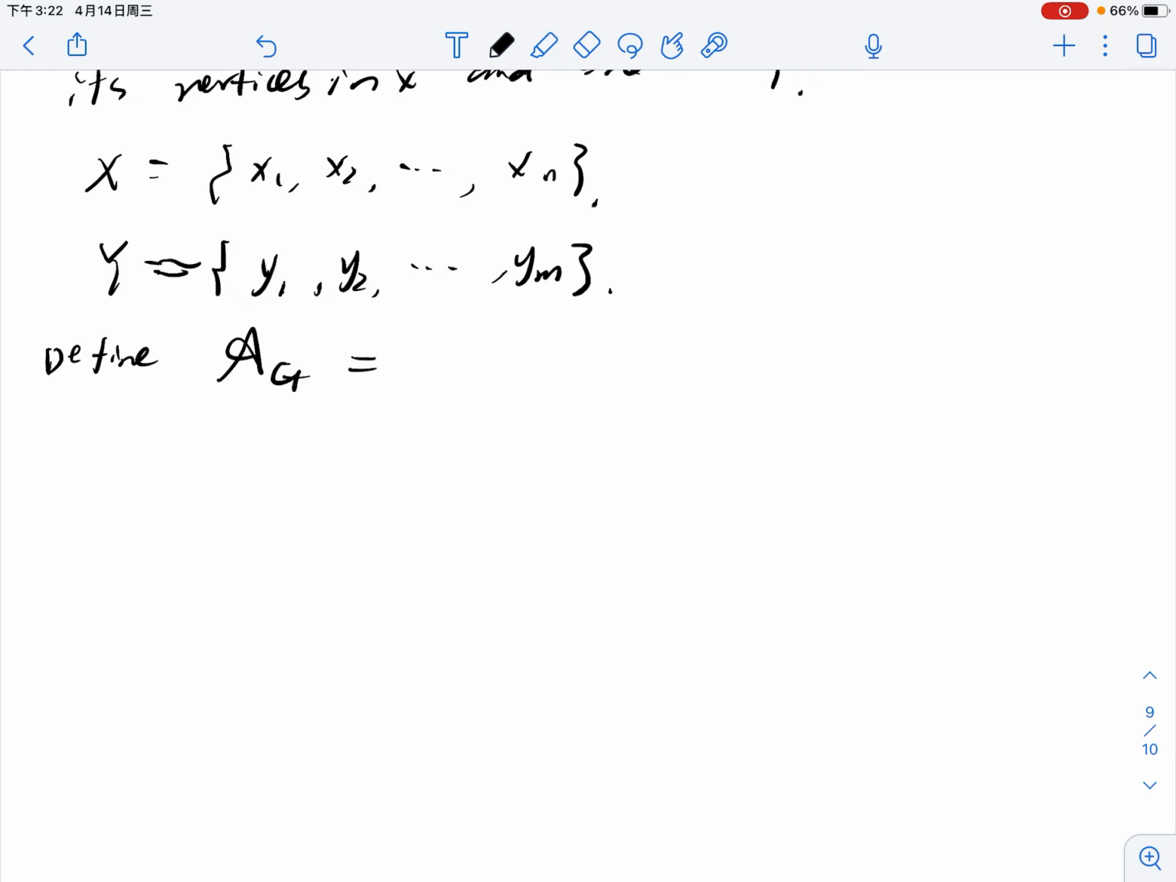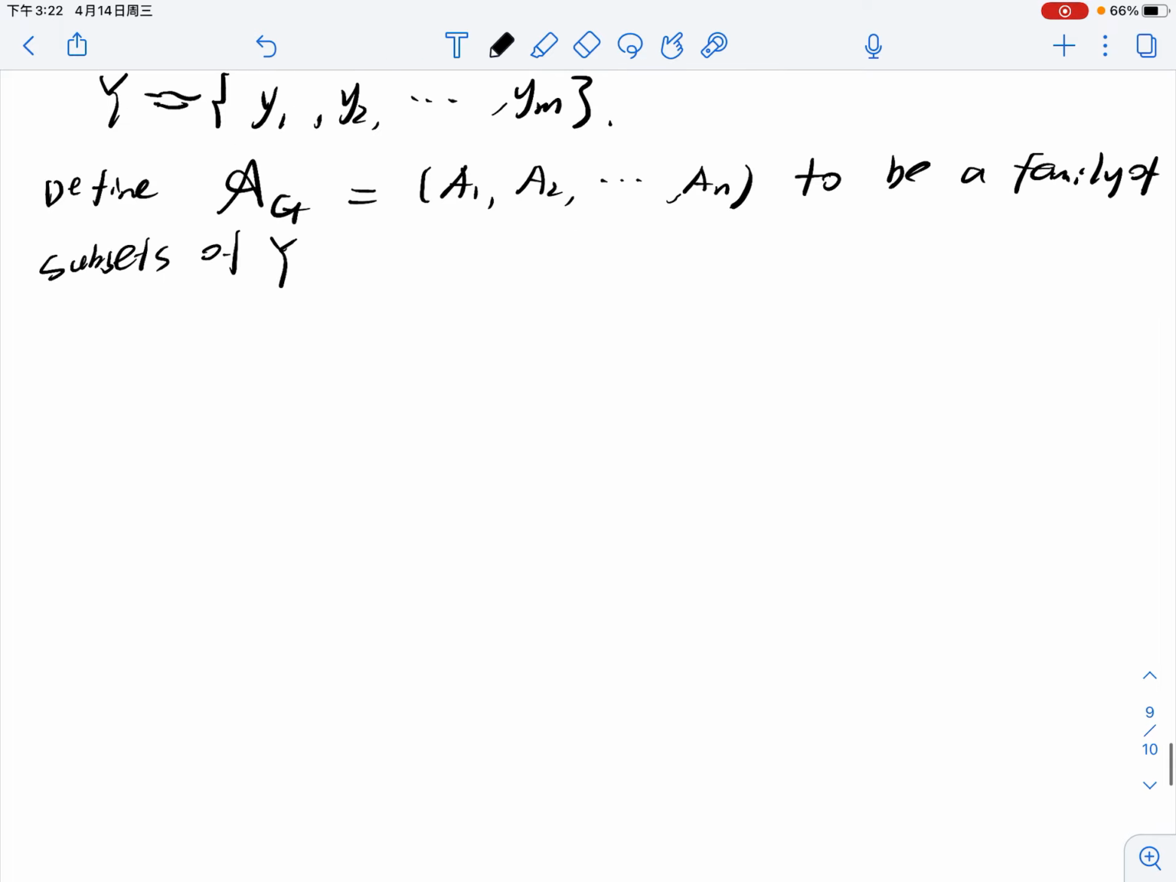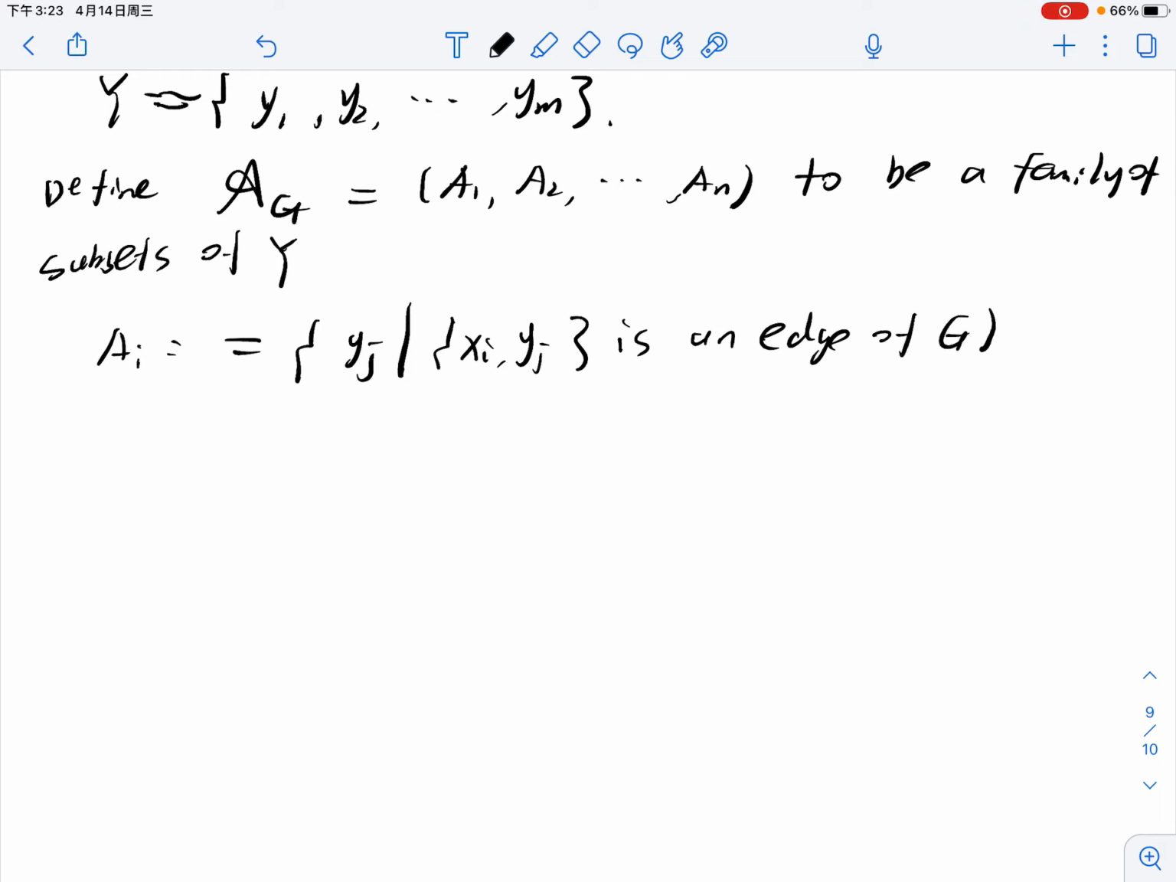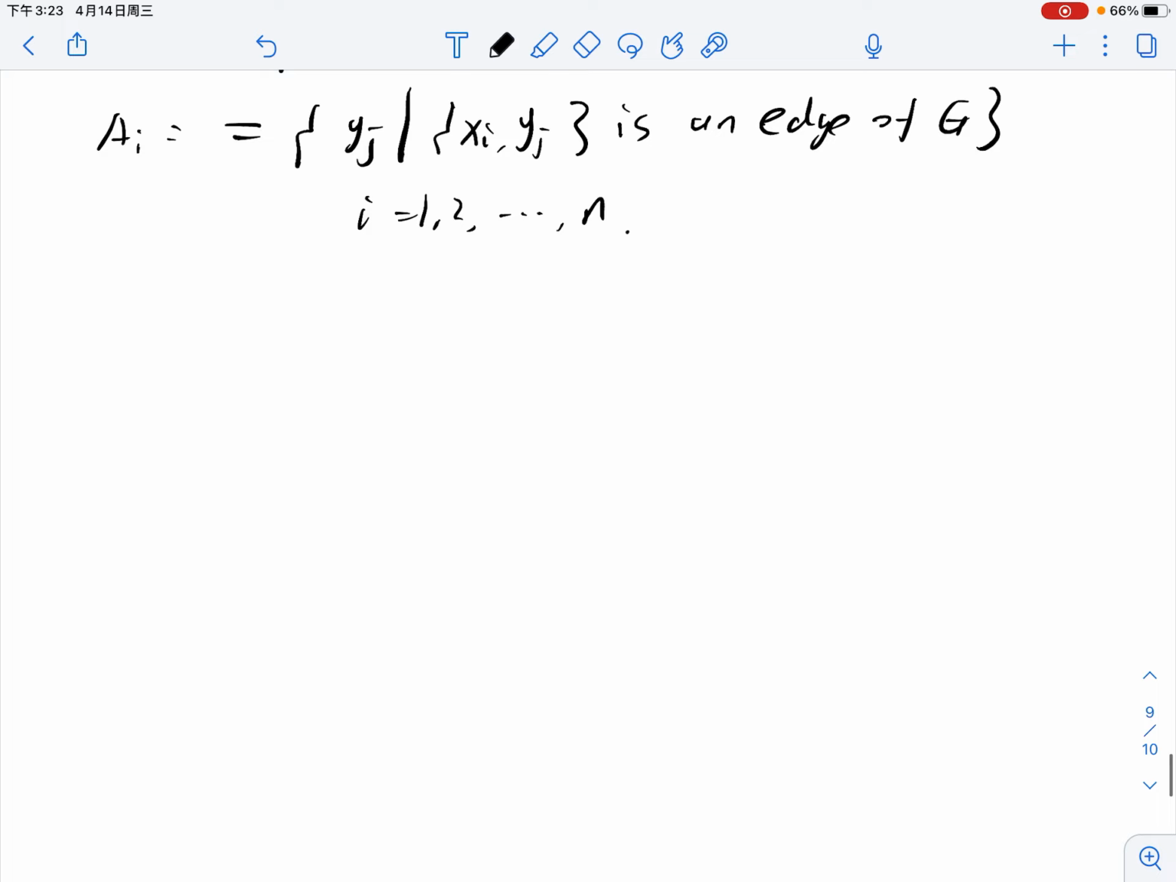a family A(G) by A1, A2, ..., An. So this is a family of subsets of Y. So Ai is all the Yj such that XiYj is an edge of G. In other words, Ai is the subset of Y which is adjacent to Xi.